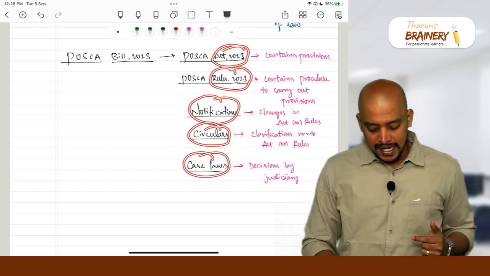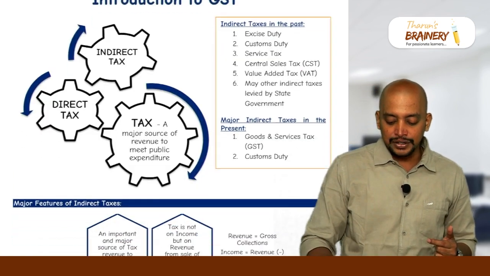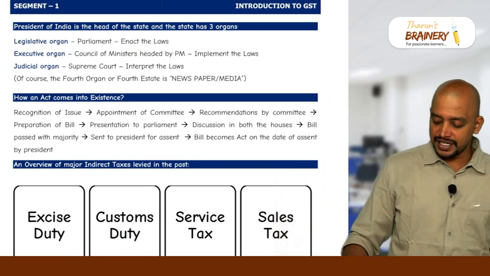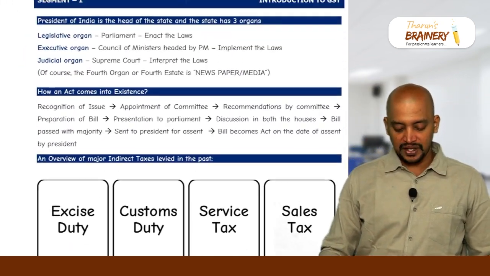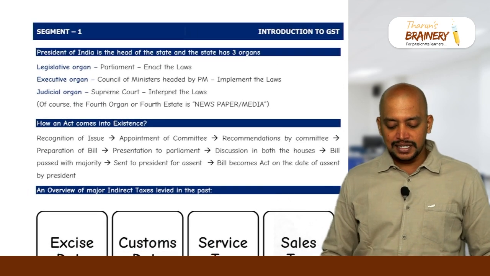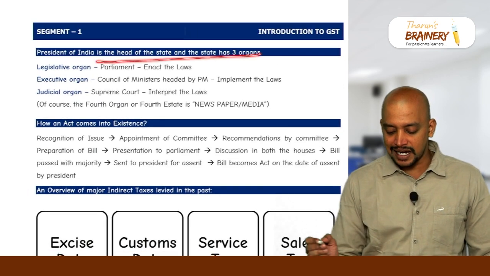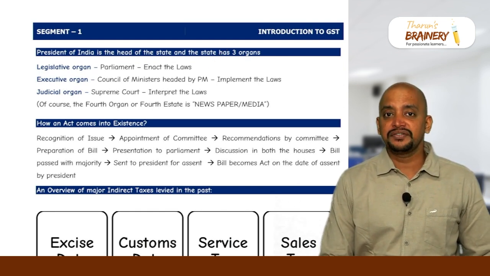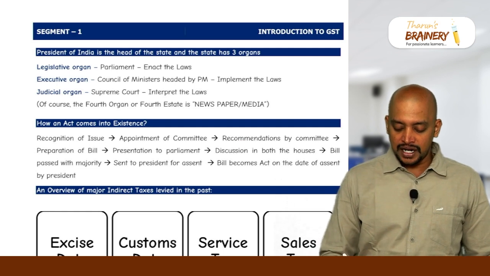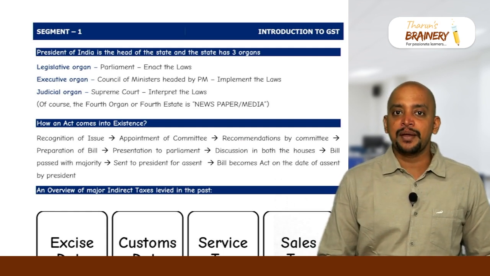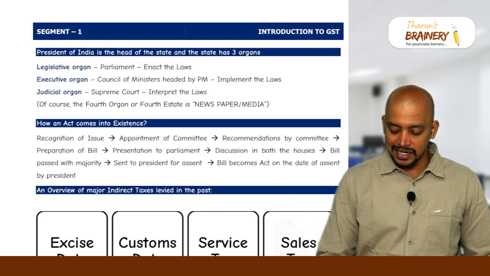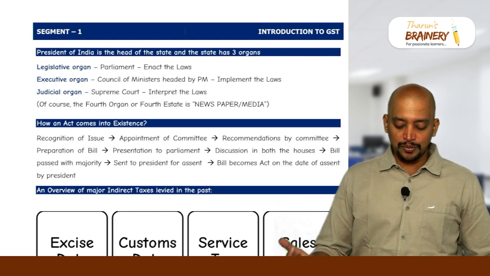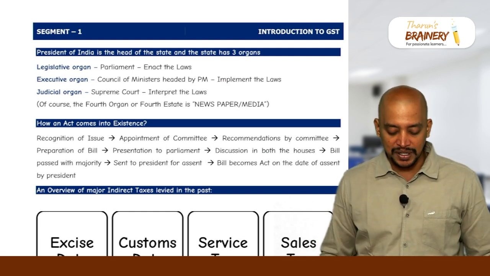Okay, so this is what I have given in the introduction chapter. On page number 2 you can see, the President of India is the head of the state, and the state has 3 organs: the legislative organ, parliament, which will enact the law; the executive organ, the council of ministers headed by the prime minister, which will implement the law; and the judiciary organ like the supreme court or high court, which will interpret the law.